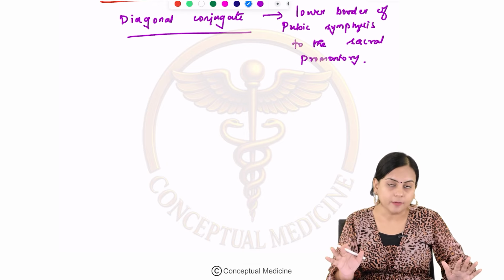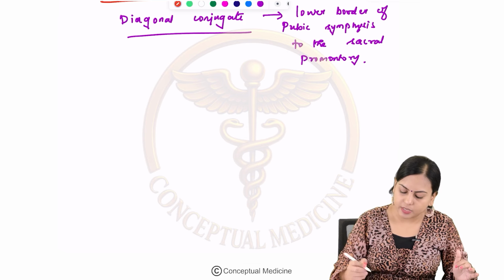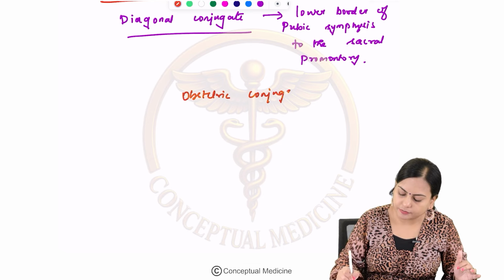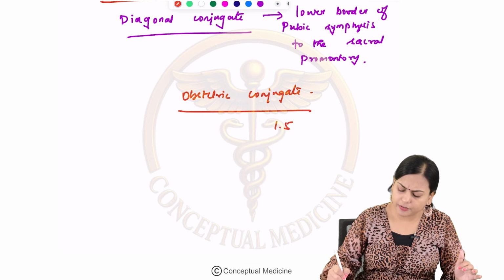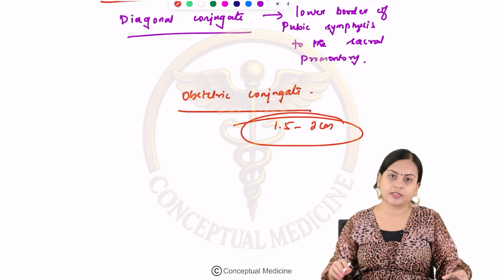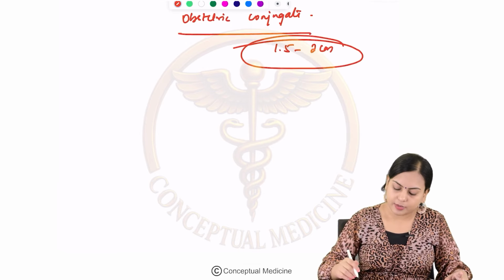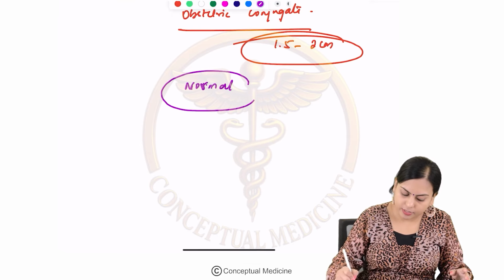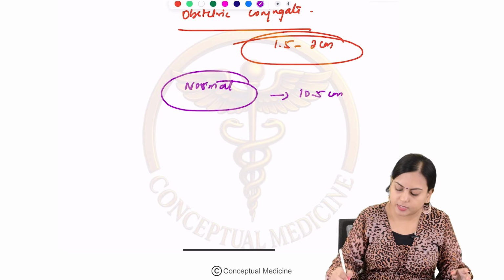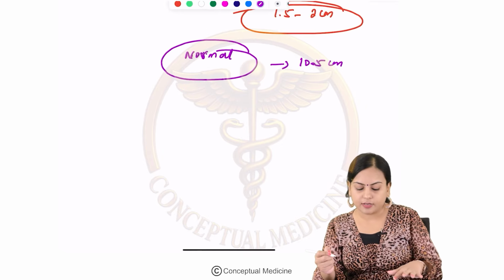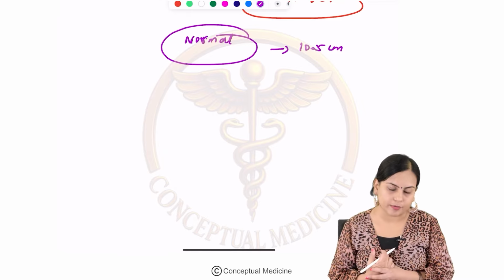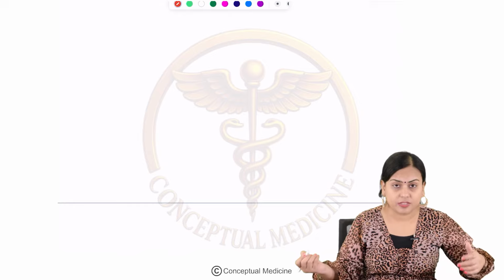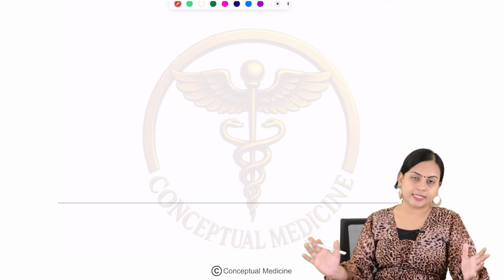We all know the diagonal conjugate doesn't have any obstetric significance. We have to find the obstetric conjugate diameter. How do you find it? You reduce 1.5 to 2 centimeters from the diagonal conjugate. Clear? The normal obstetric conjugate is around 10.5 centimeters. If due to any reason this is less, there can be a chance of cephalopelvic disproportion. Clear? Yes. Now, what are the other methods? So far we have discussed only the examination methods.